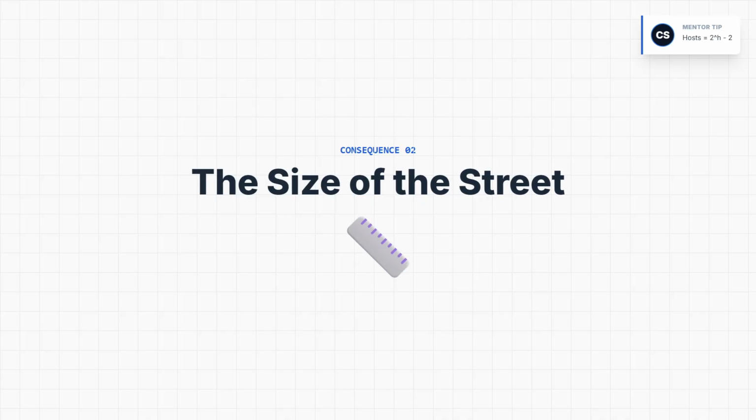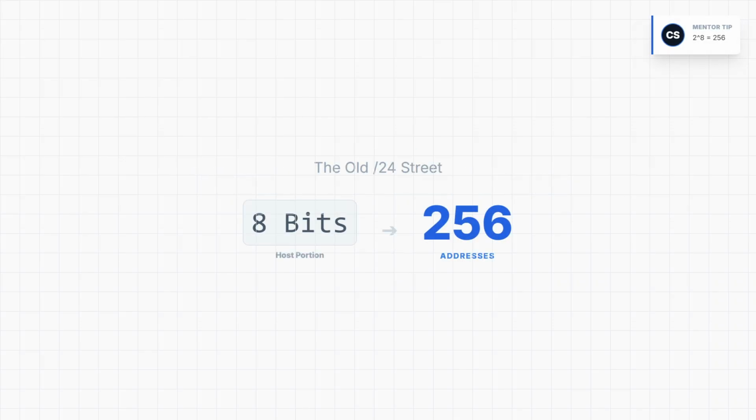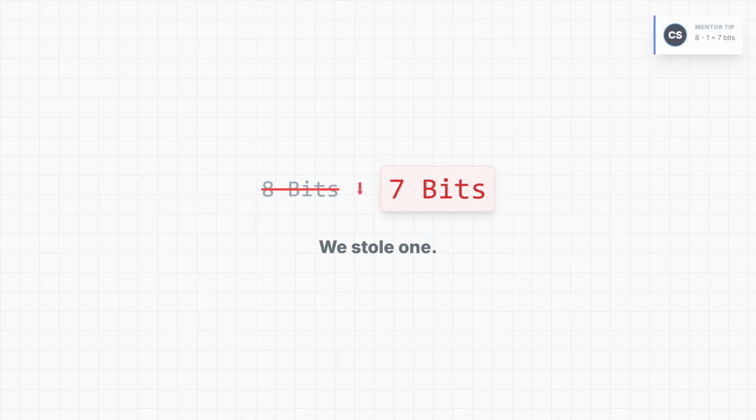Now let's look at the second consequence, which is even more important, the size of the street. In our old /24 network, we had 8 bits reserved for hosts. If you know your powers of 2, you know that 2 to the power of 8 is 256. That was a nice long street. We had plenty of room. But remember, we stole a bit. We borrowed one for the network. That means we only have 7 bits left for the hosts.